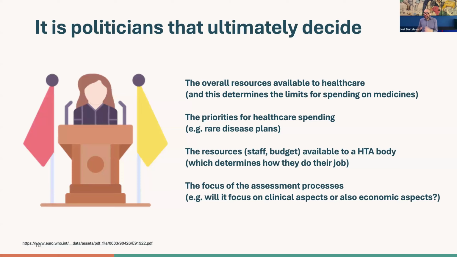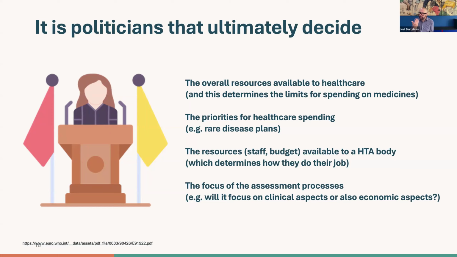They also, at the HTA body level, provide the budget that the HTA has to work with to do its job. So we might be saying, we want the HTA body to have much better patient involvement, but that would require them to have extra staff and office space and processes, and they may not have the money to do that. So again, it's sometimes politicians that we need to speak to in order to improve the system that we have for HTAs.